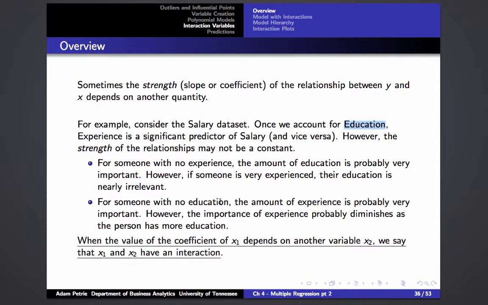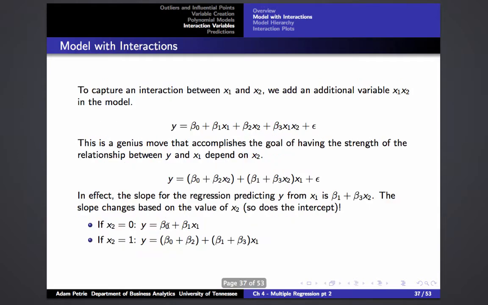All right, so if the strength of the relationship between y and x depends on another quantity, we say that those variables have an interaction. And by strength, I really mean the coefficient of that variable. Specifically, when the value of the coefficient of x1 depends on another variable x2, those two variables have an interaction. Very often, that's how the real world is going to work. The effect of x on y is not a constant, but varies depending on a third quantity. We're going to have to incorporate interactions into the model.